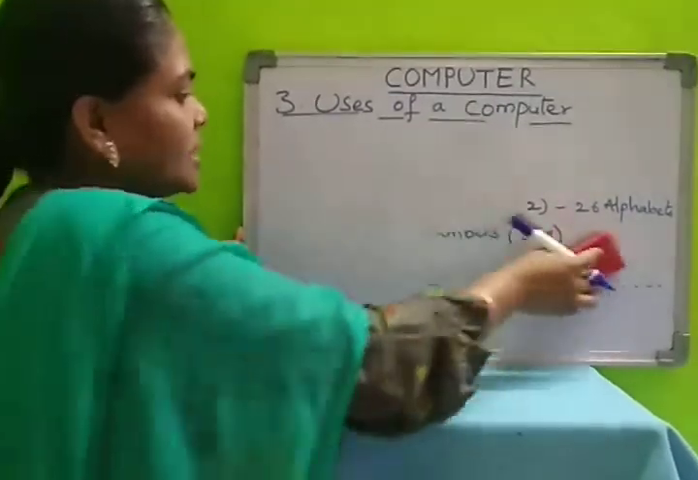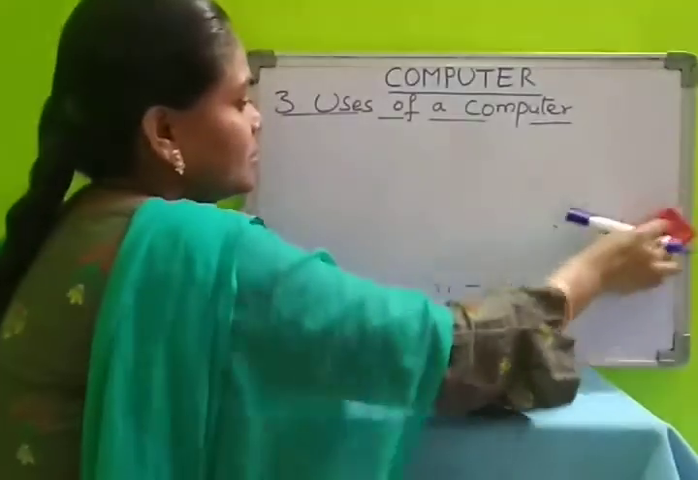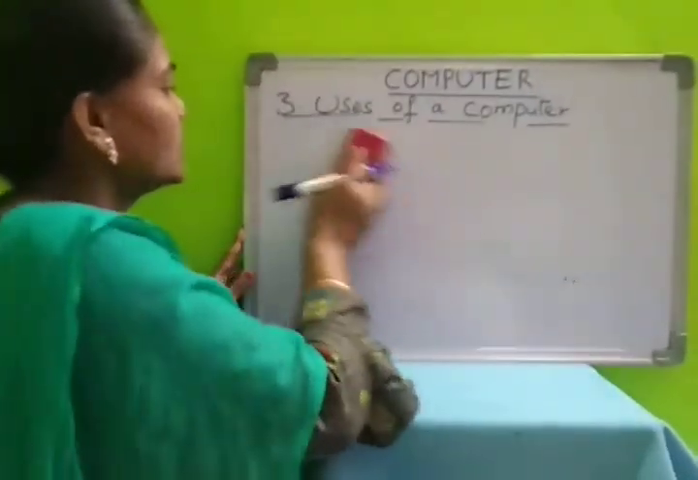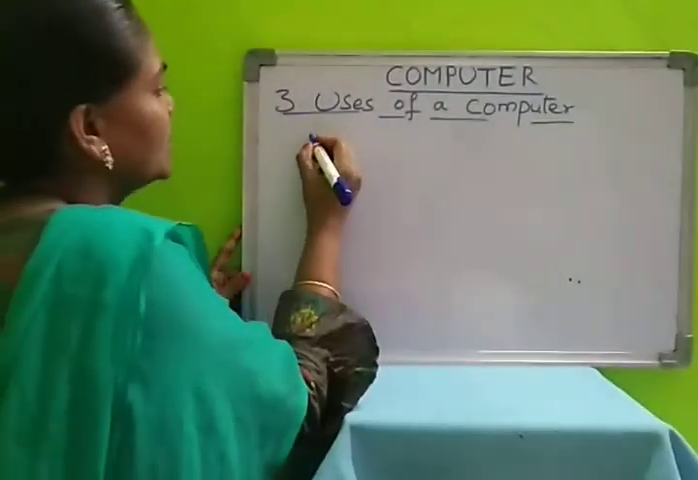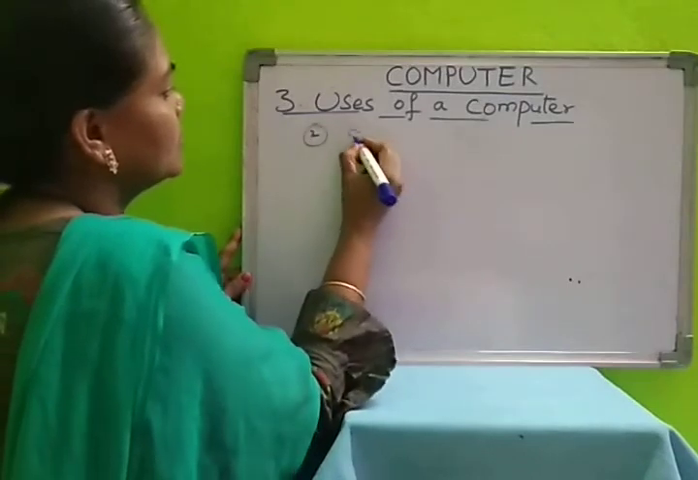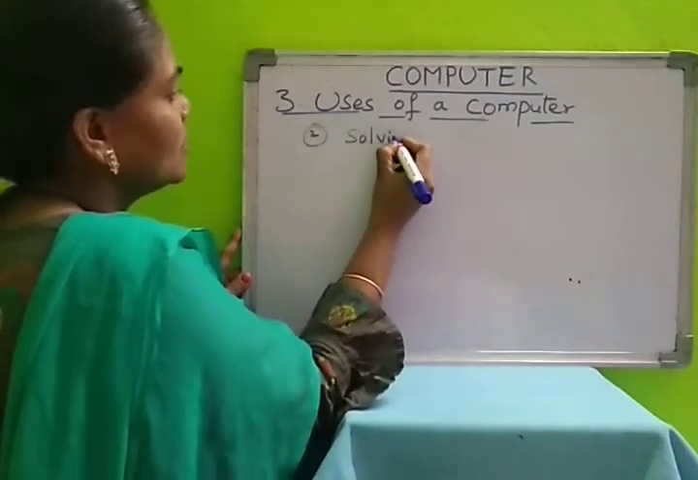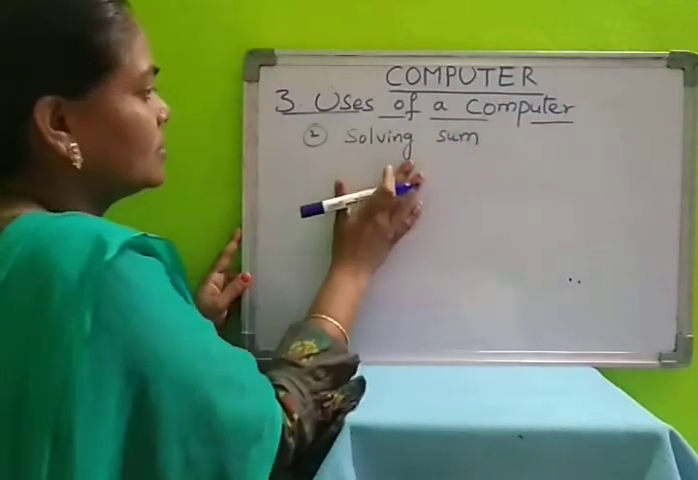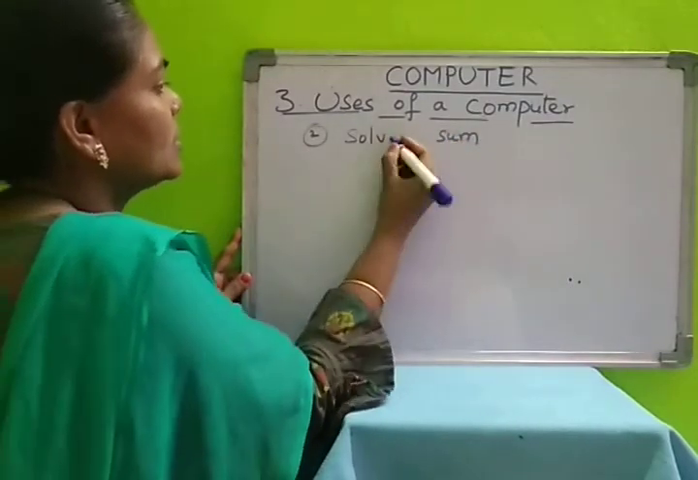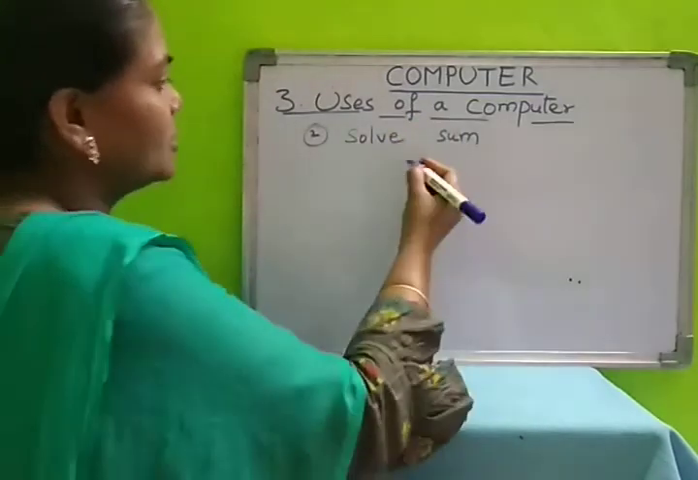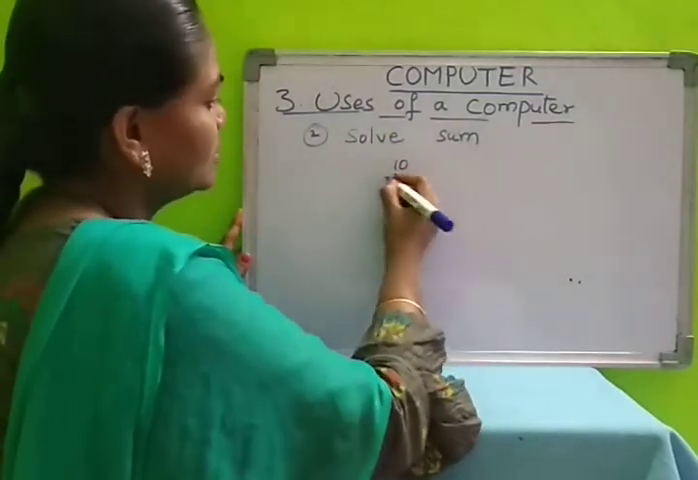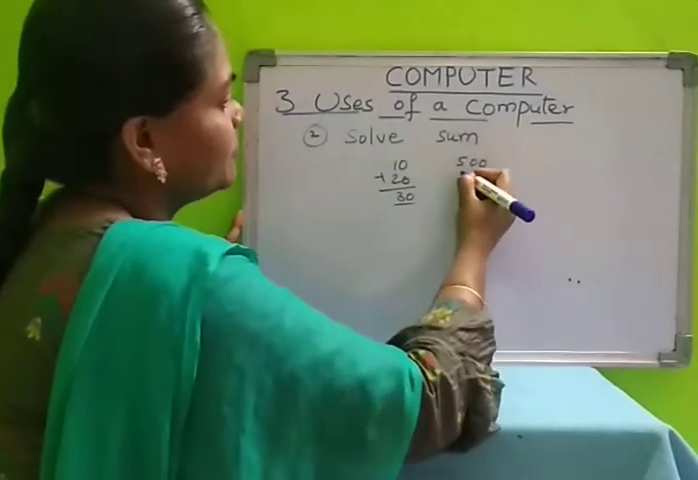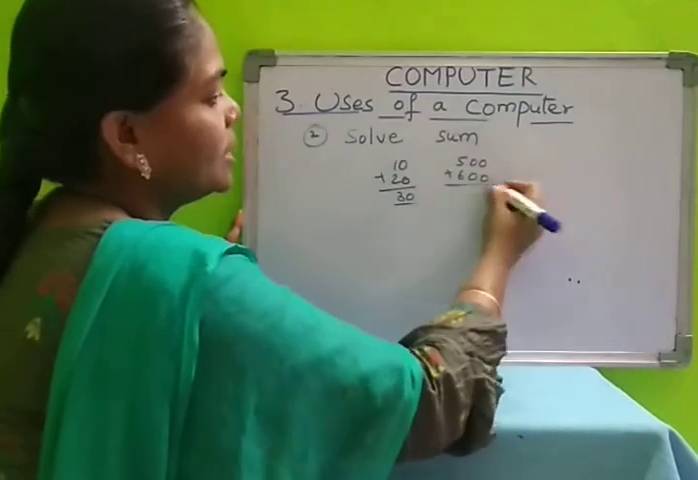That is typing. The second use is solve sums. We said we can solve big sums using a computer. Next is solving sums. Suppose if it is 10 plus 20, you can solve it or not? We can write it 30 like that. Or some 500 plus 600. You can do it, isn't it?